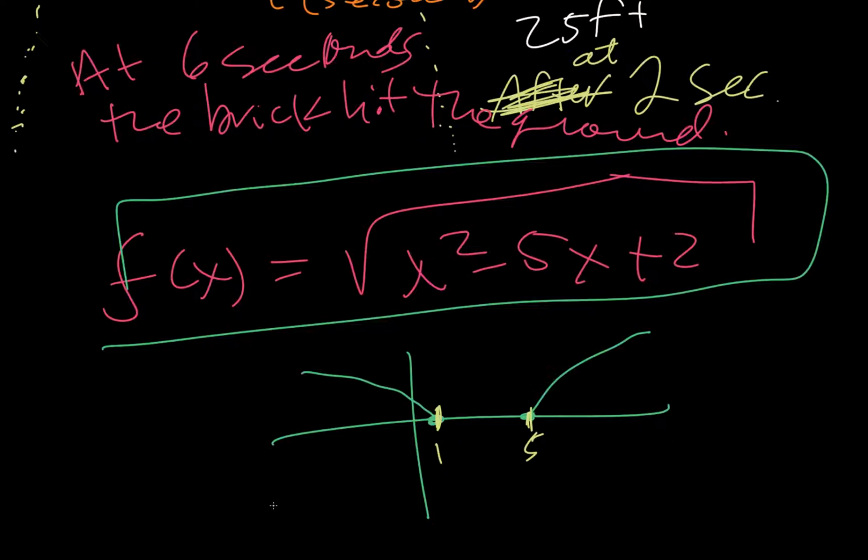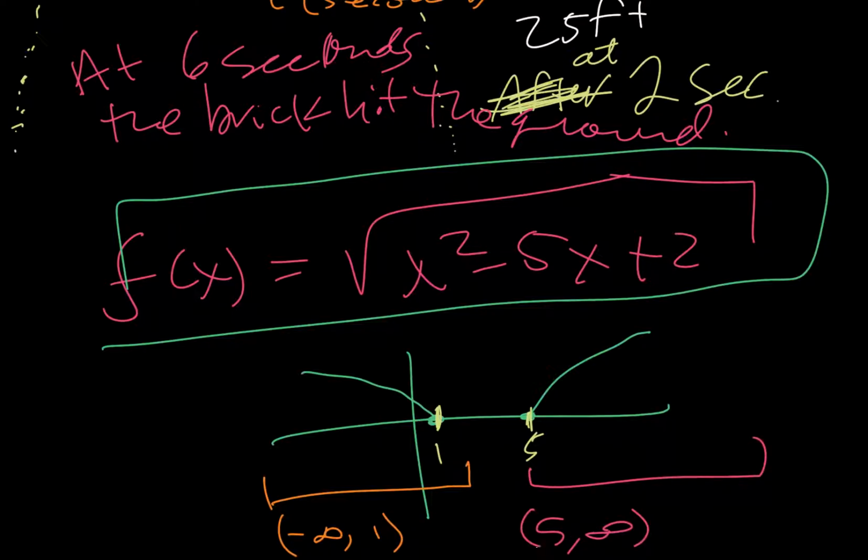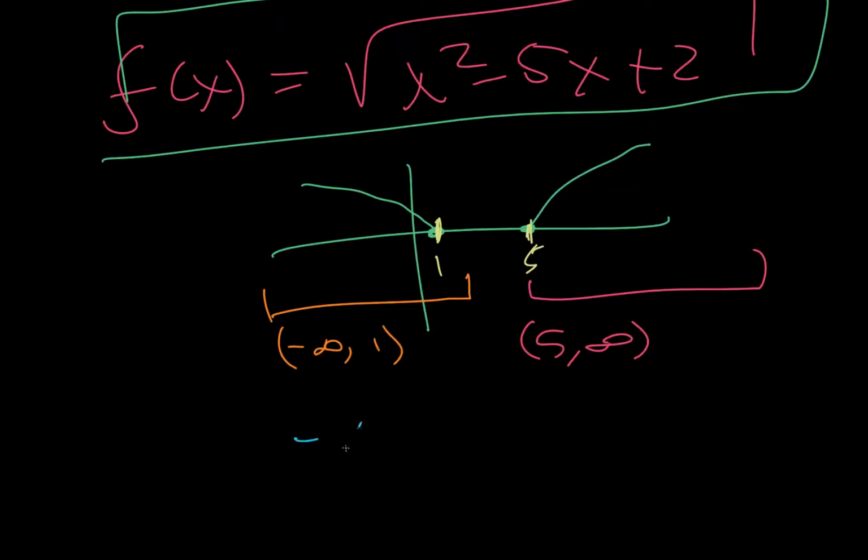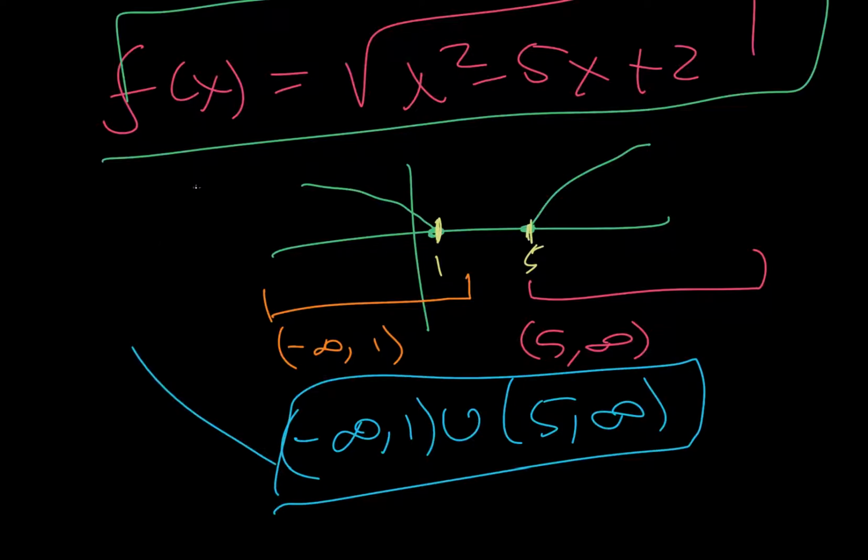So this portion is represented by negative infinity to 1, because the x values that are defined go all the way to negative infinity, and then we stop at 1. This portion is defined by 5 to infinity. And so if we're writing our domain, we take both of those pieces, we say negative infinity to 1 union 5 to infinity. And that would be the domain of f of x.